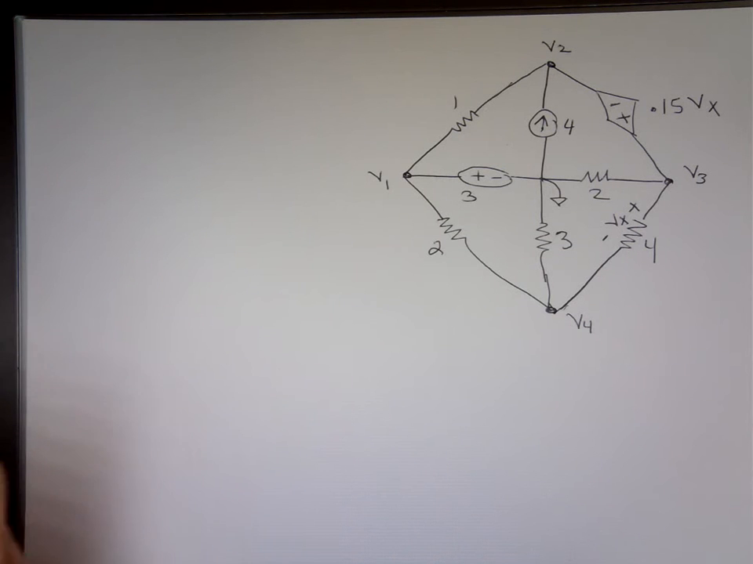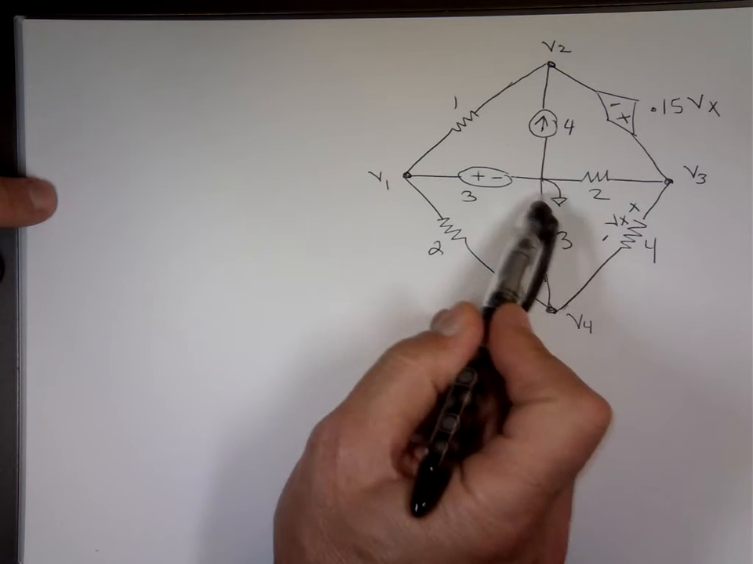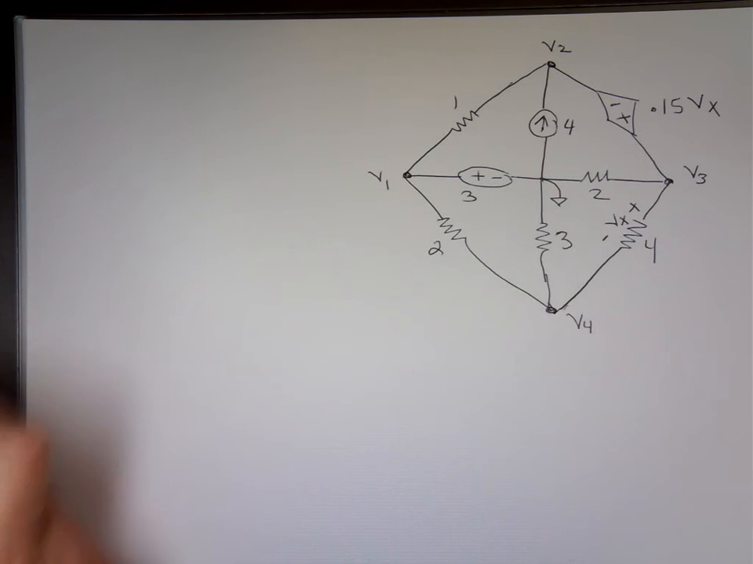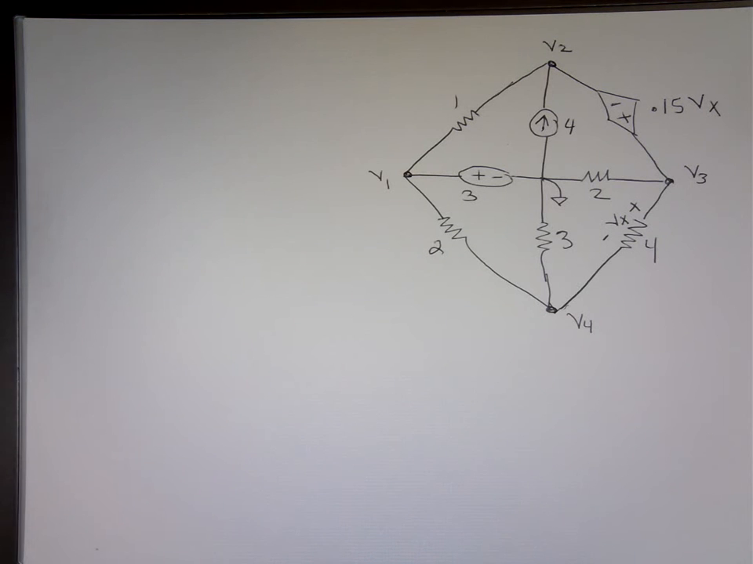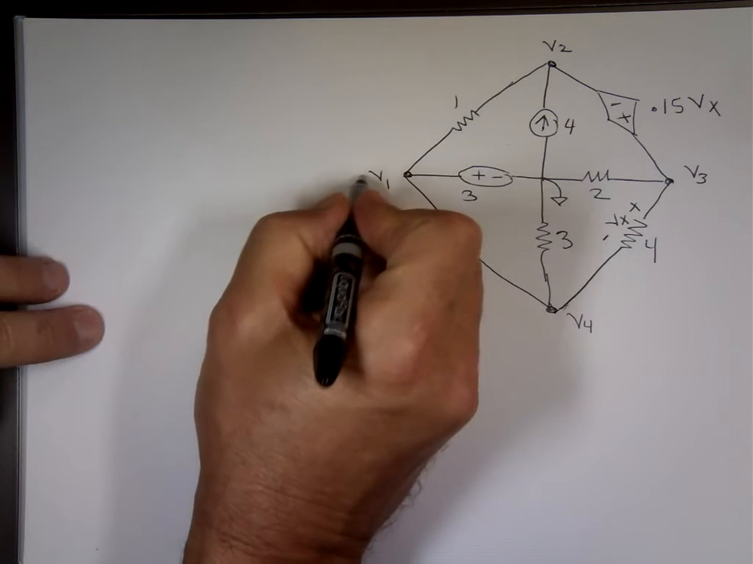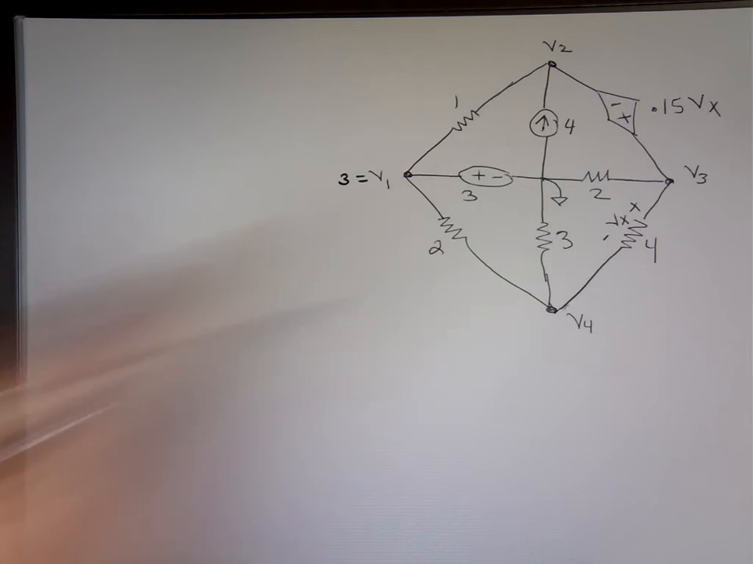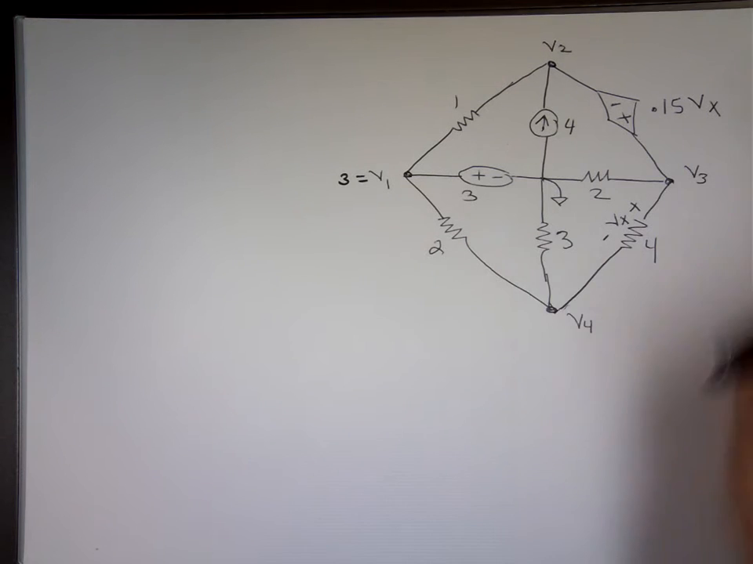Here's the thing. If this is really ground, the way I did that, then this is not V1. What's that voltage here? 3 volts. So I know that value, because this end is 3 volts higher than that end. So there goes one equation. If I put 3 in place of V1, I only have V2, V3, V4.